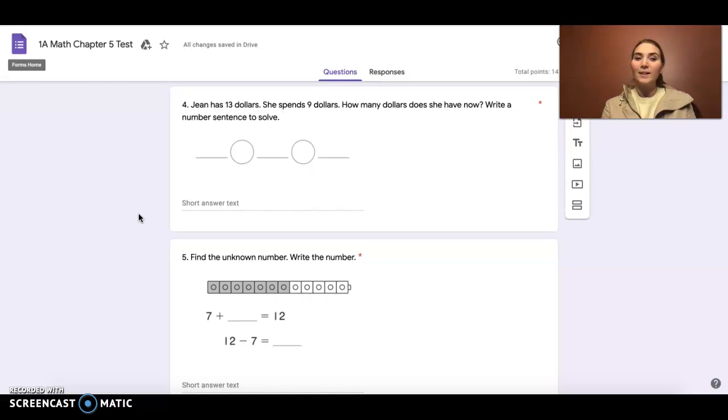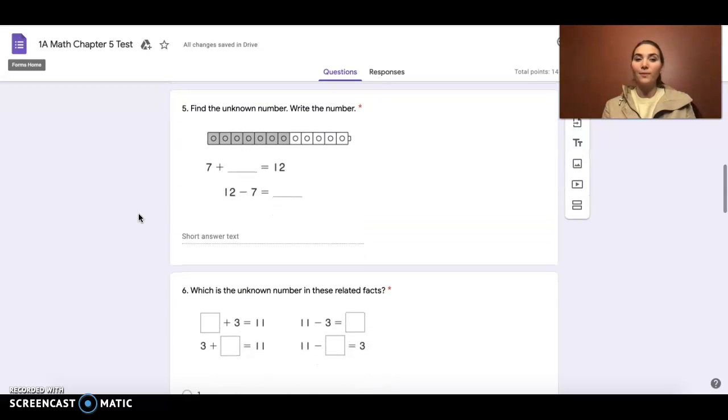Number 4. Jean has $13. She spends $9. How many dollars does Jean have now? Write a number sentence to solve. Number 5. Find the unknown number. Write the number.